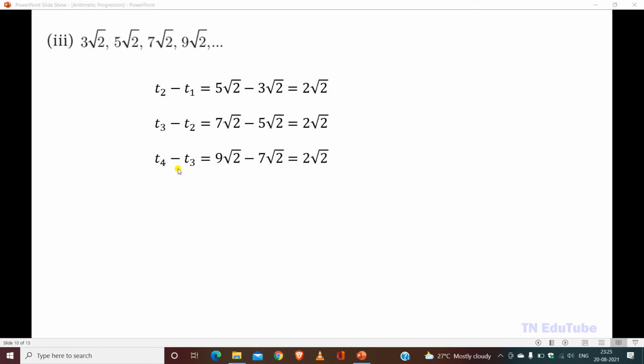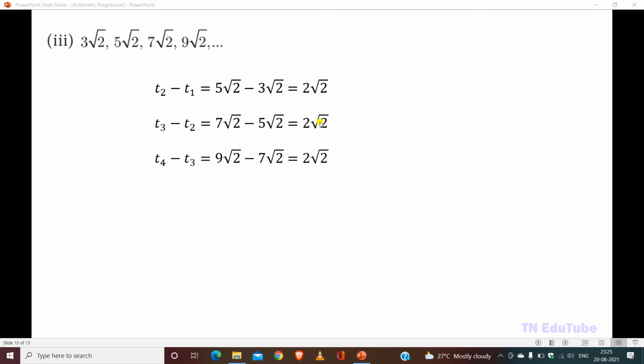Then the next question. 3 root 2, 5 root 2, 7 root 2 and 9 root 2. Here four terms are given, isn't it? We have to find out the difference. T2 minus T1. That is 5 root 2 minus 3 root 2. You get 5 minus 3, 2. So 2 root 2. Similarly, T3 minus T2, 7 root 2 minus 5 root 2. 7 minus 5 is 2. So 2 root 2. T4 minus T3, 9 root 2 minus 7 root 2. Here 9 minus 7 is 2. So 2 root 2.